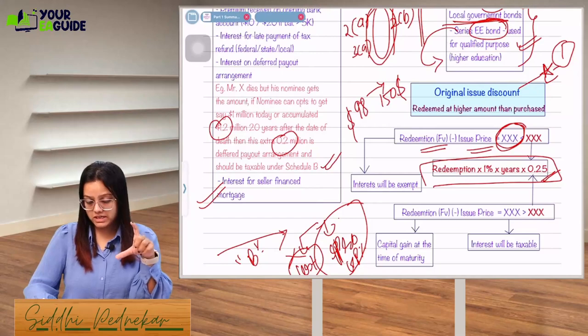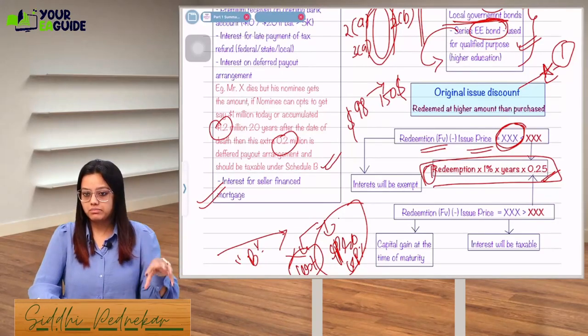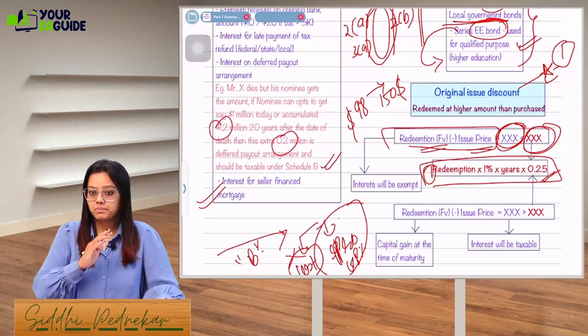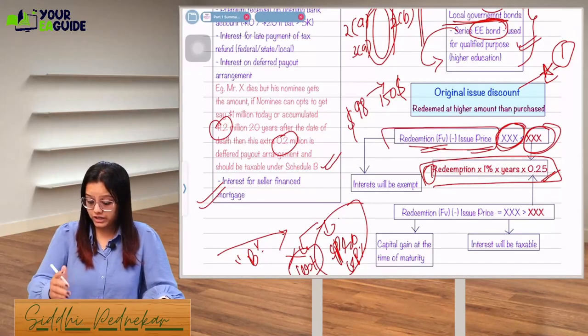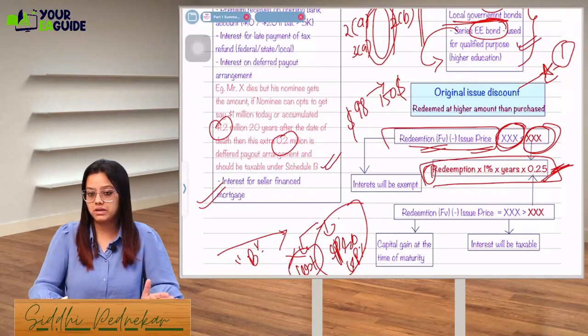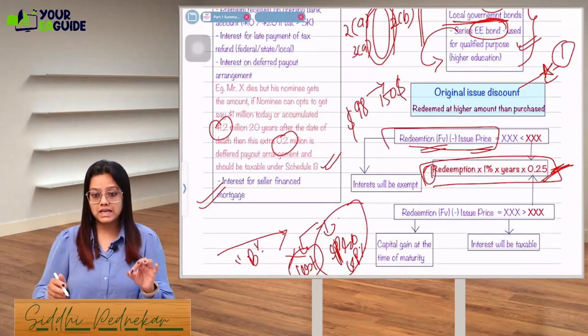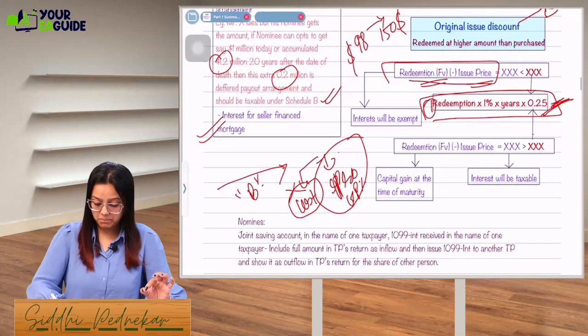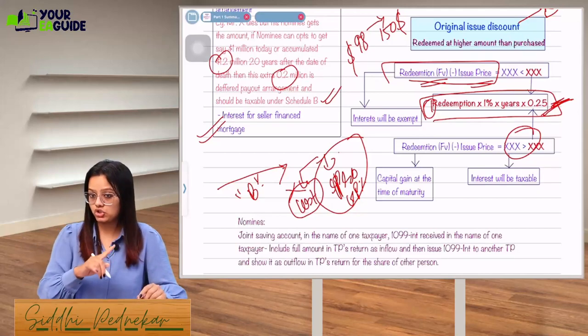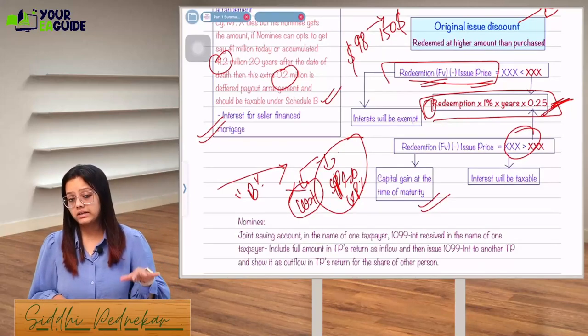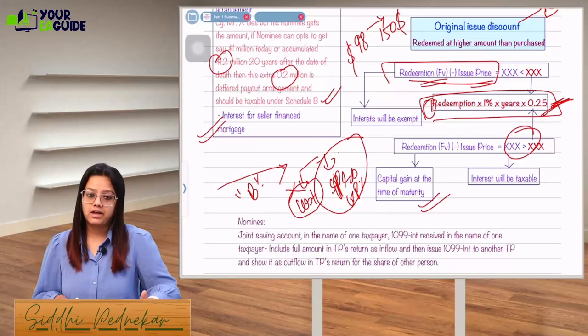When you receive this type of question, first calculate this: redemption amount into 1% into number of years into 0.25. If your redemption value minus issue price is up to this value, then there is no need to make it taxable. It's an exempt interest. But if you receive a benefit of more than redemption value into 1% into years into 0.25, here the second scenario will apply. If you receive more than this, redemption minus issue price will be taxable. And capital gains will be chargeable at the time of maturity. At the time of holding this type of bond, you will be charged interest income, and when you sell this type of bond, at that time you will be paying capital gain tax later on.